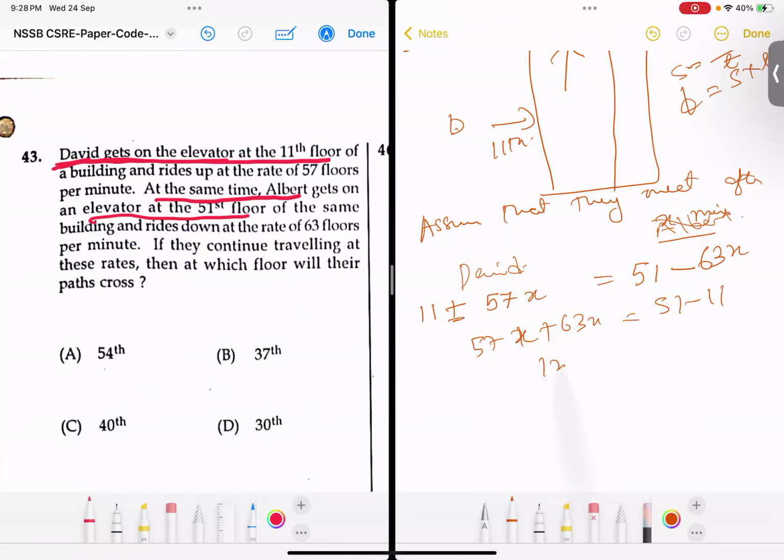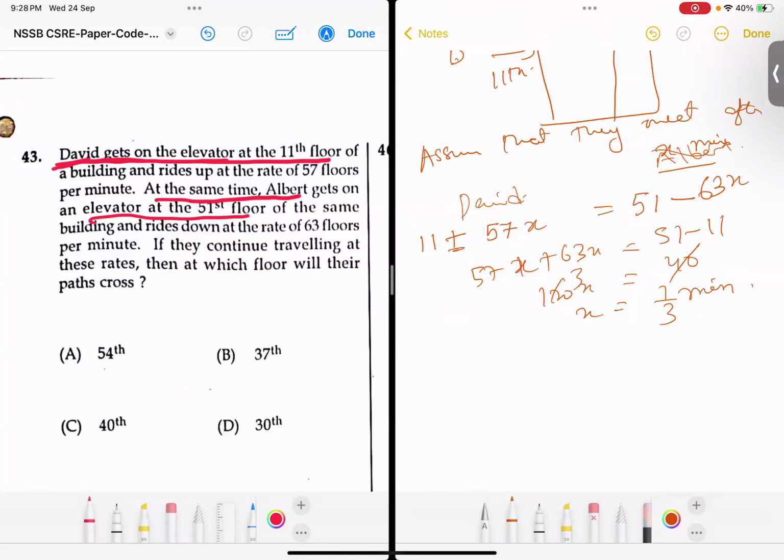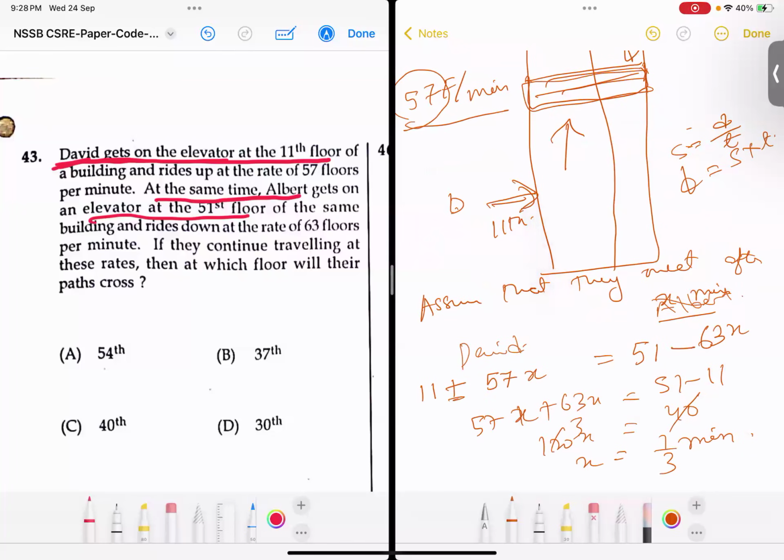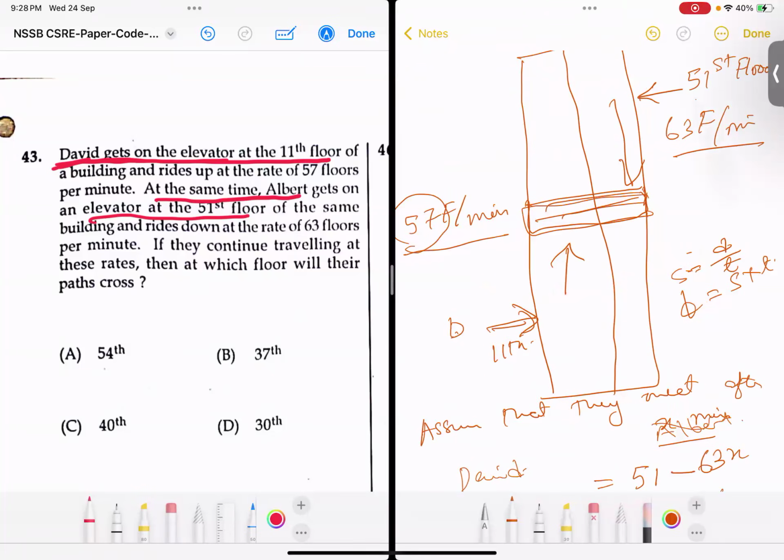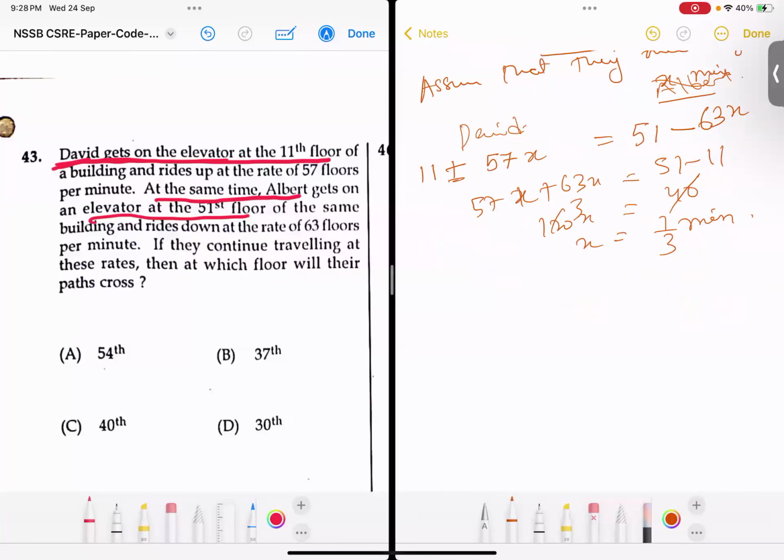So 120x is equal to 40. So 4 threes are 12. So x is equal to 1/3. So they are meeting after 1/3 of a minute. David enters the elevator, right? At the same time, Albert also enters the elevator. And after 1/3 of a minute, they are meeting, okay?